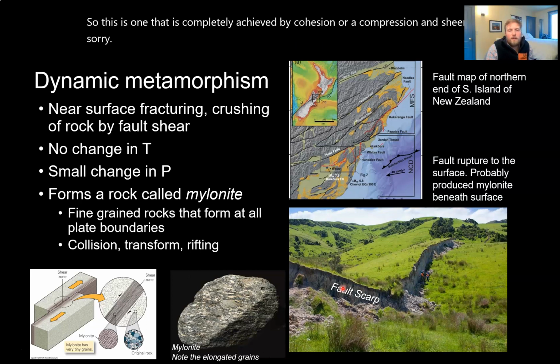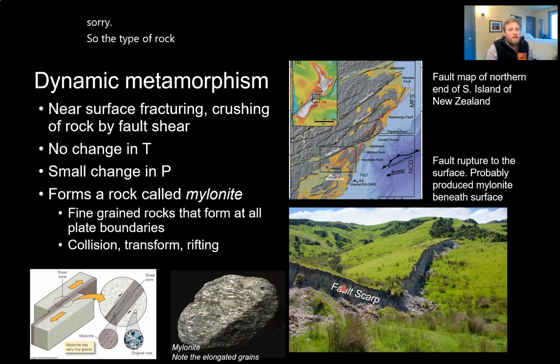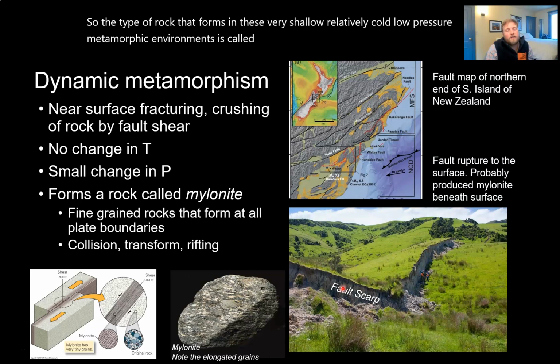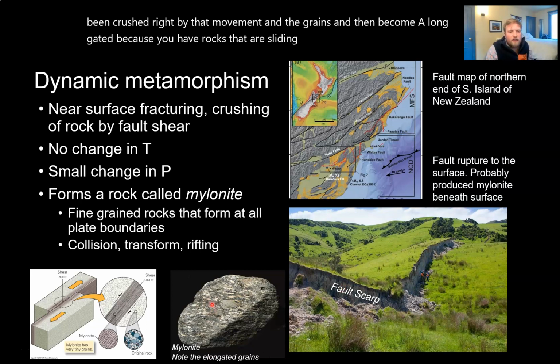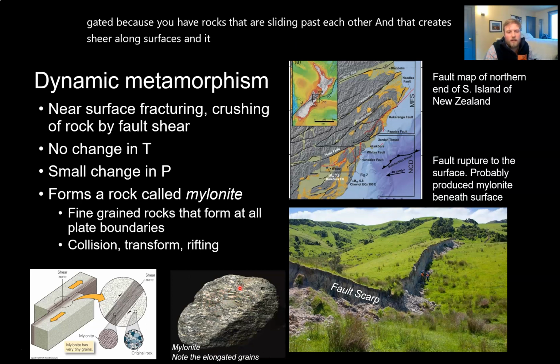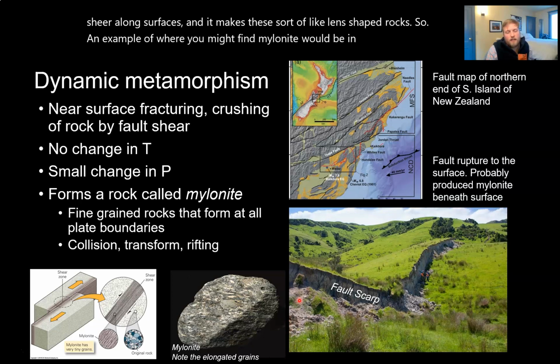So the type of rock that forms in these very shallow, relatively cold, low pressure metamorphic environments is called mylonite. It is a fine-grained rock because it's been crushed, right, by that movement. And the grains in them become elongated because you have rocks that are sliding past each other, and that creates shear along surfaces, and it makes these sort of like lens-shaped rocks. So an example of where you might find mylonite would be in a really active tectonic environment.